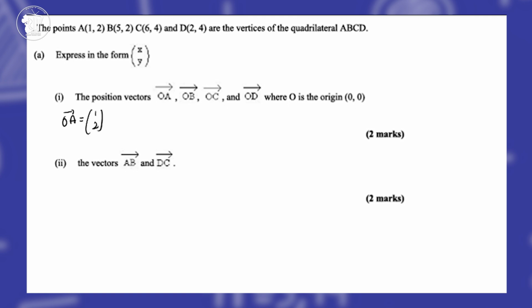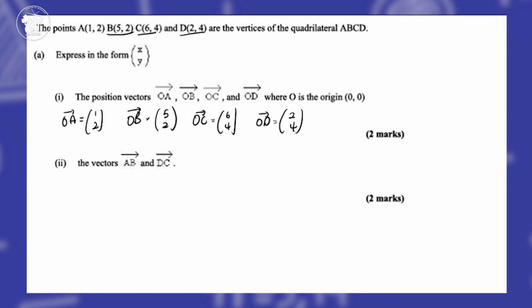And for the vector OB, this would simply be the point B, but in the vector form, which is (5, 2). And for the vector OC, it will be the point C, but in the vector form (6, 4). And for OD, it will be the point D, but in the vector form (2, 4).